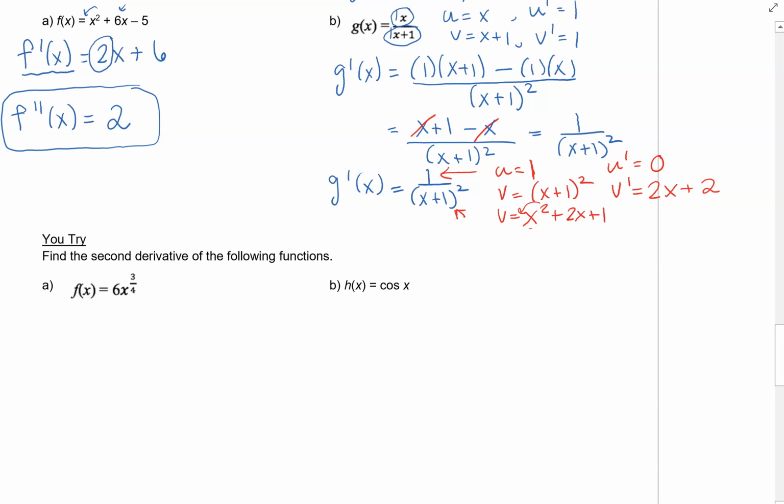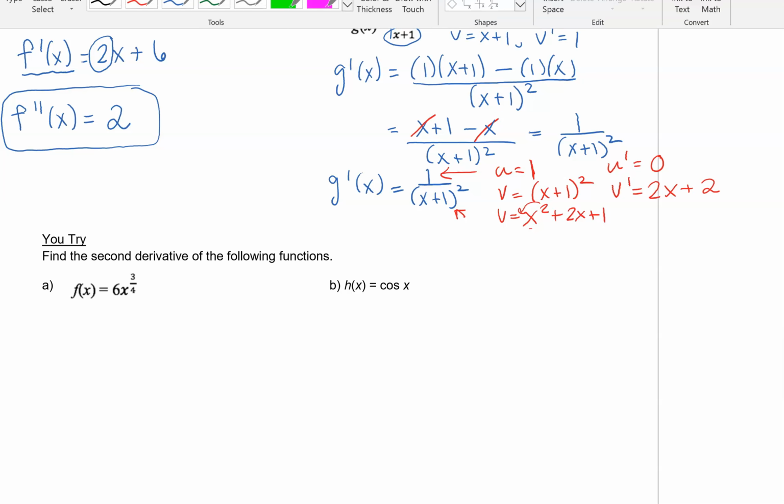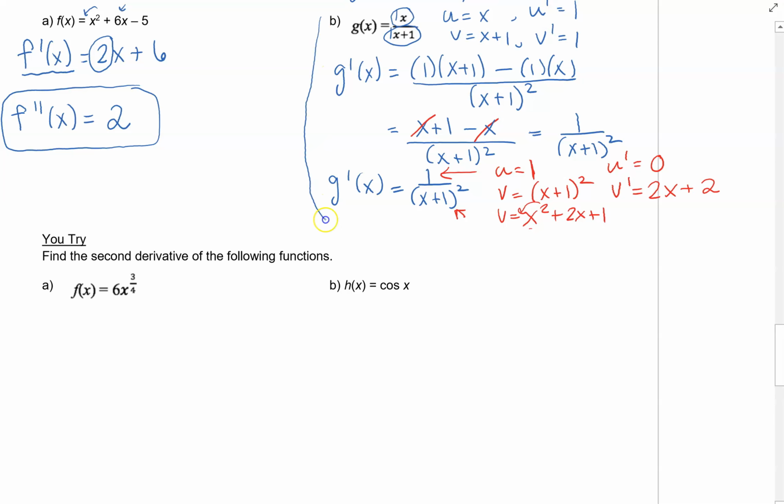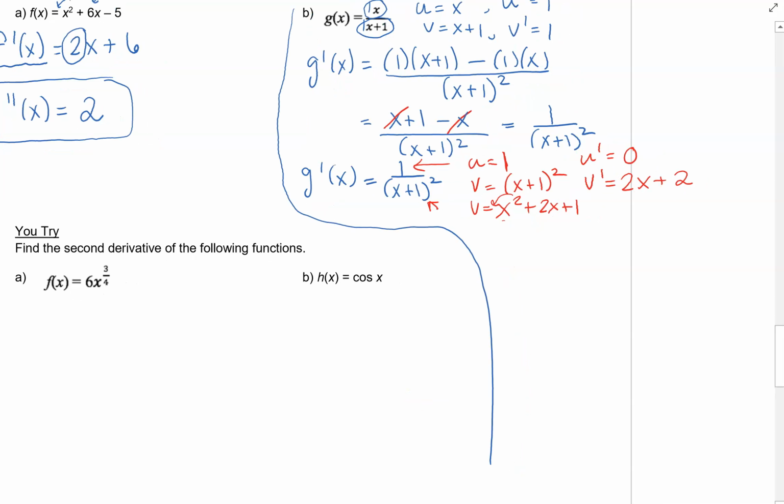And then looks like I'm going to have to steal some space from your you try space. Sorry about that. Thanks for being so generous with me and your space. All right, so we're going to do the second derivative, which is the derivative of the derivative. So now I'm taking the derivative of 1 over x plus 1 squared.